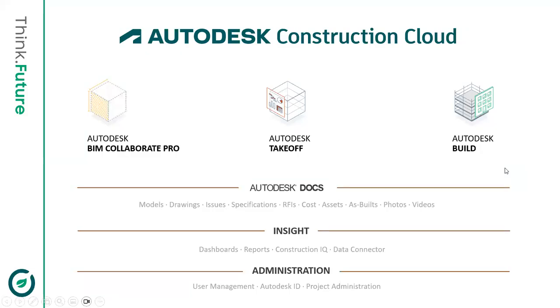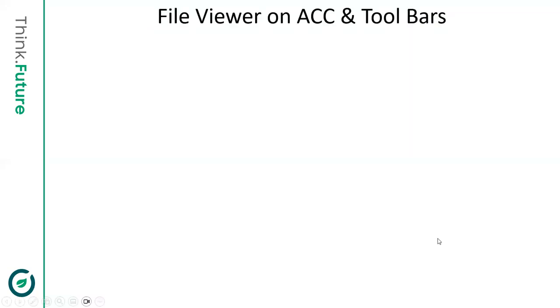As we know, Autodesk Construction Cloud, or ACC, is majorly divided into three parts. One is Autodesk BIM Collaborate Pro for the design phase of our project, Autodesk Takeoff for the pre-construction phase, and Autodesk Build for the construction phase. With this, we have Autodesk Docs for our models, drawings and common data environment, Insight for dashboards and report generation, Construction IQ, data connector, and Administration for user management, Autodesk ID, and project administration.